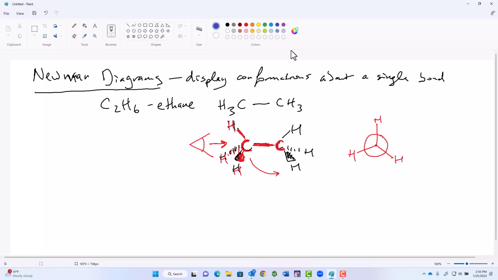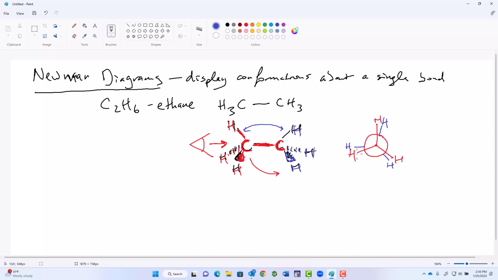Now the back H's, the ones on this carbon, are also going to be similarly placed. We have this H and this H that are going to be directly on top of one another. And the way we draw that, I can't draw it directly behind it, so I'll draw it off to one side to show that it's directly behind it. This one that's pointing out is going to be directly behind the one that's pointing out in the front, so I'll draw that a little bit off to the side. And then the one that's pointing back is going to be behind the one that was pointing back in the front. And again, I'll draw that a little bit off to the side.